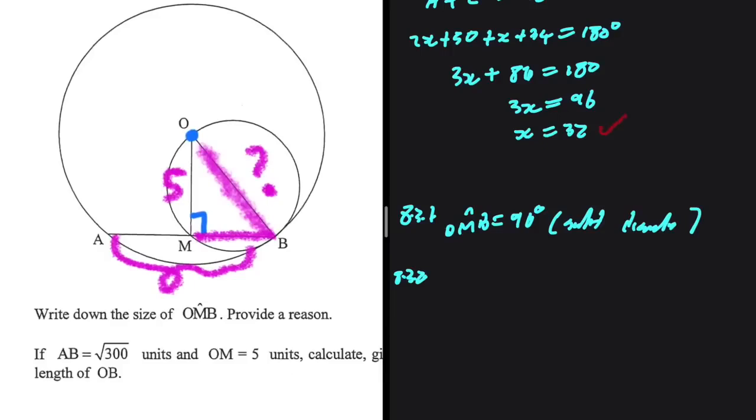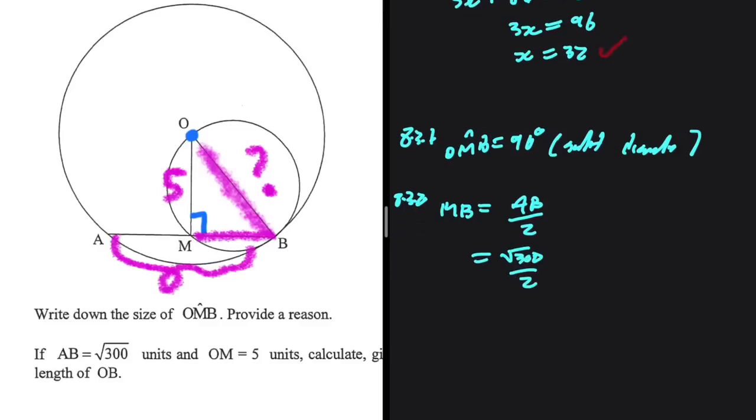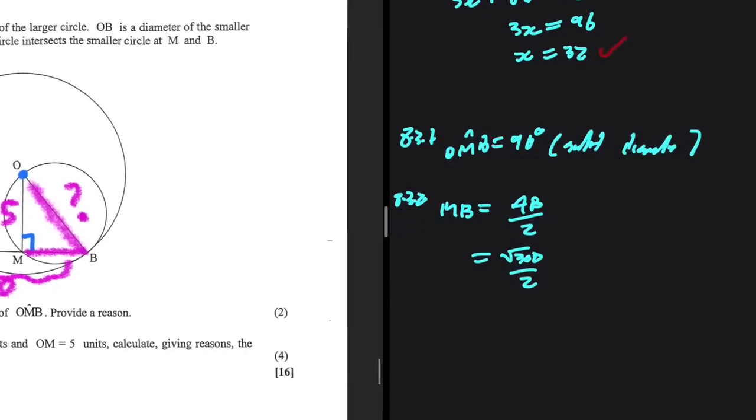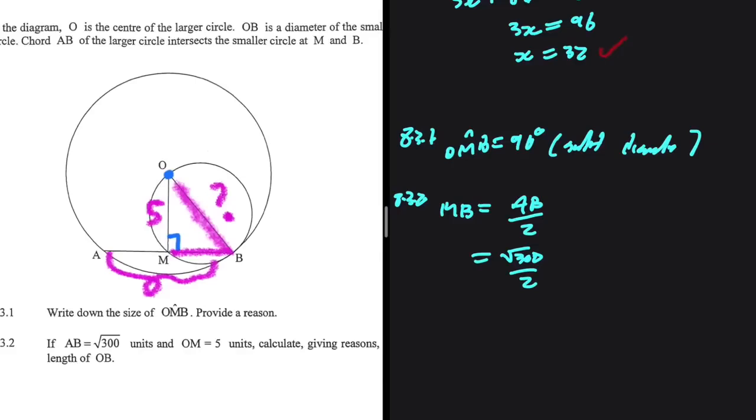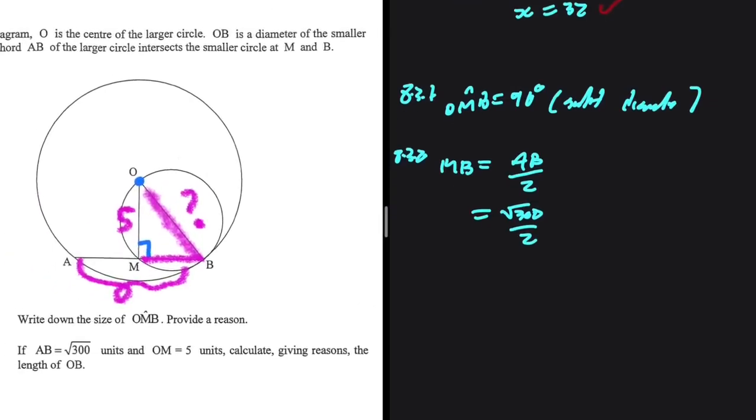Let me show you how we can find the length of MB. MB is equals to AB divided by 2. That is because if OMB is indeed 90, then that means OM bisects AB. Theorem 1. Okay, so we know that MB is equals to square root of 300 divided by 2. If I go ahead and use the theorem of Pythagoras, it seems quite fishy. I don't know why it is 4 marks because it is pretty much straightforward.